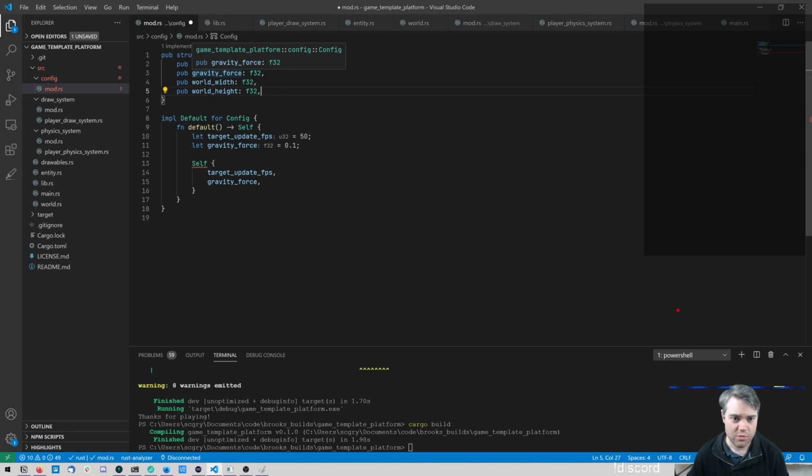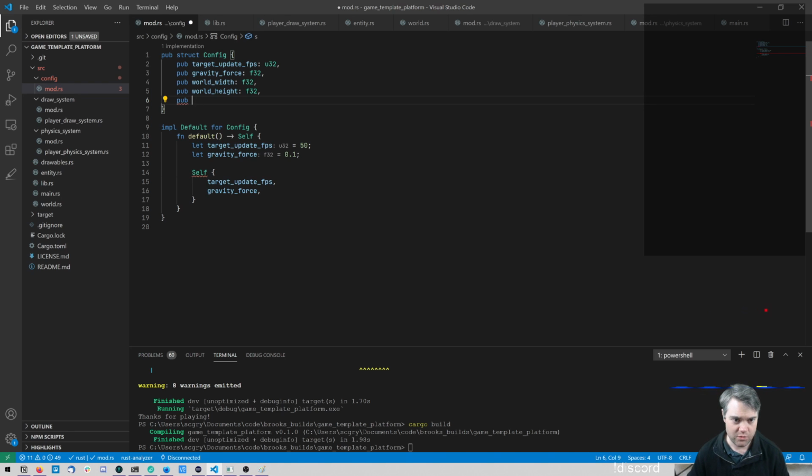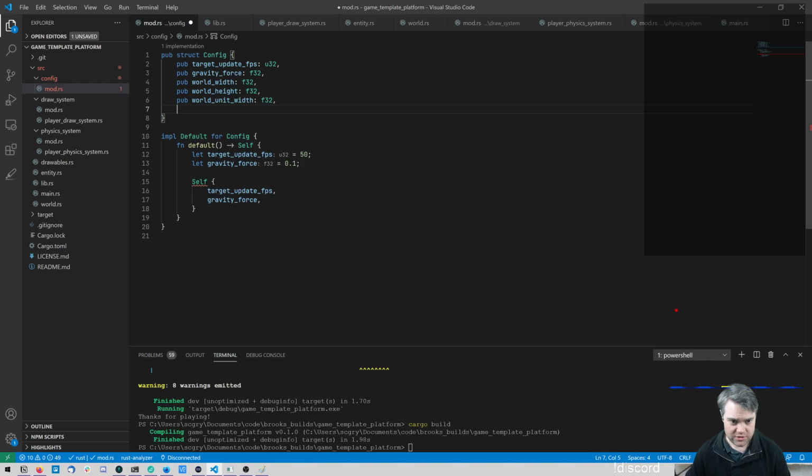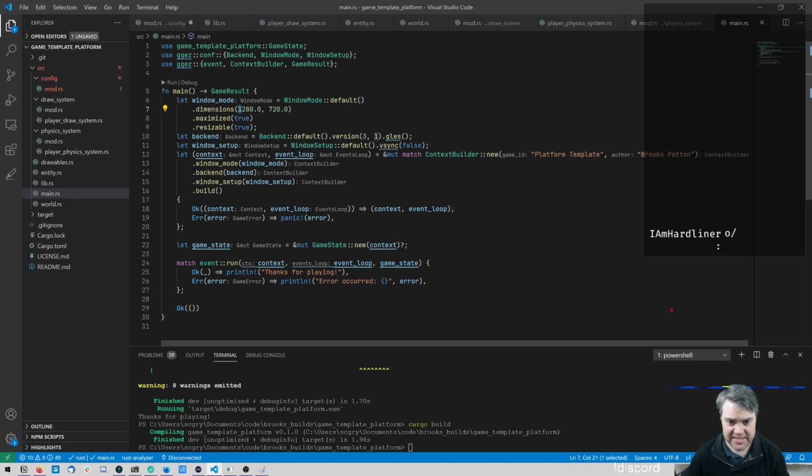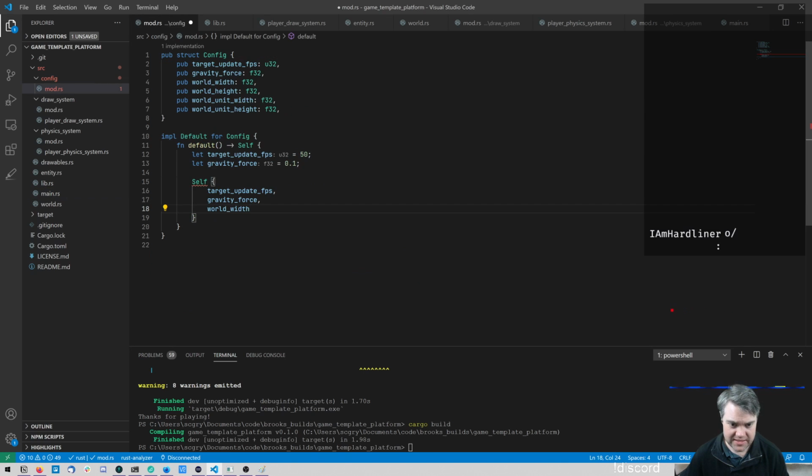So we have a pub world width, and then we're going to have a pub world unit width, F32, pub world unit height, which is an F32. All right, so let's add these in. World width. Okay, right now we are working with, where's our main? 1280 by 720. So if we want to make this a lot bigger, that's where we're going to set this to be. Width, it's going to be 1720.